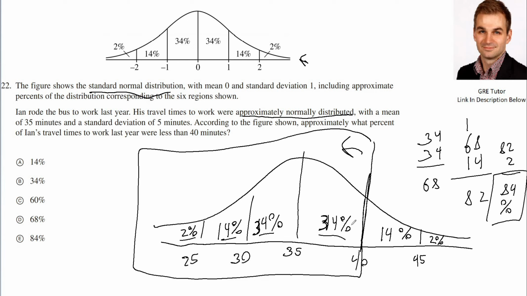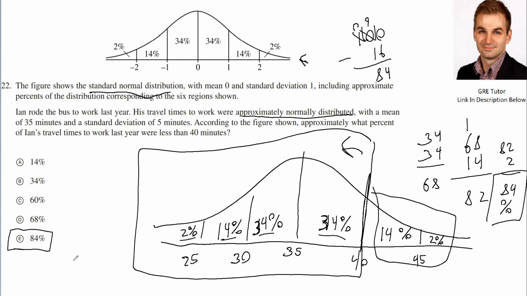Now, an alternative solution, which might be a lot nicer thing to do, is to just take the whole pie minus what you don't get. So if we're getting everything from here down, we're actually getting 100% minus whatever is over here. So you could also just take 100 and subtract 14 plus 2, which is 16. And this will again get you to 84. In either case, the answer is going to be 84%, or E.